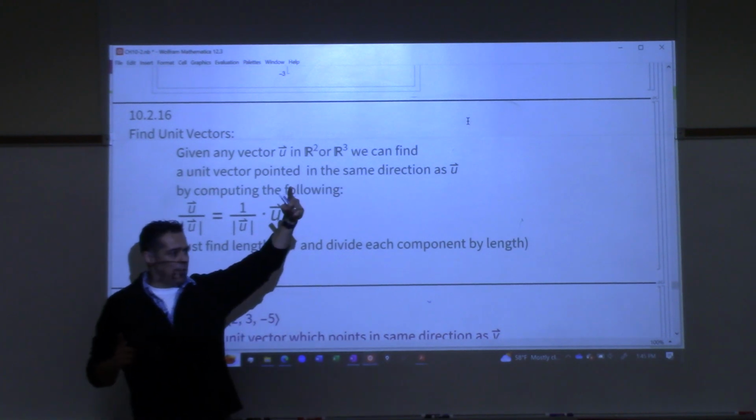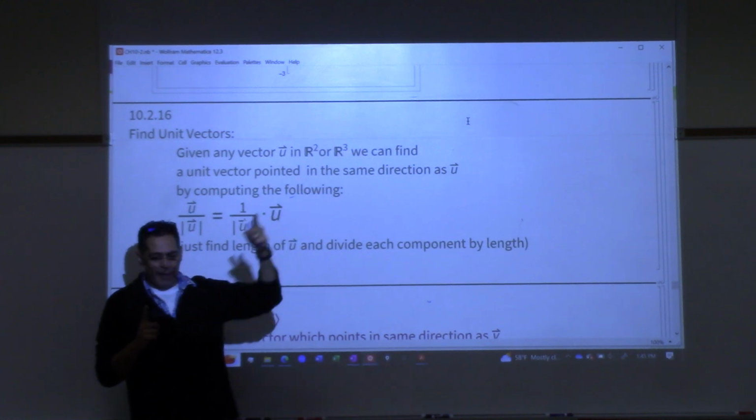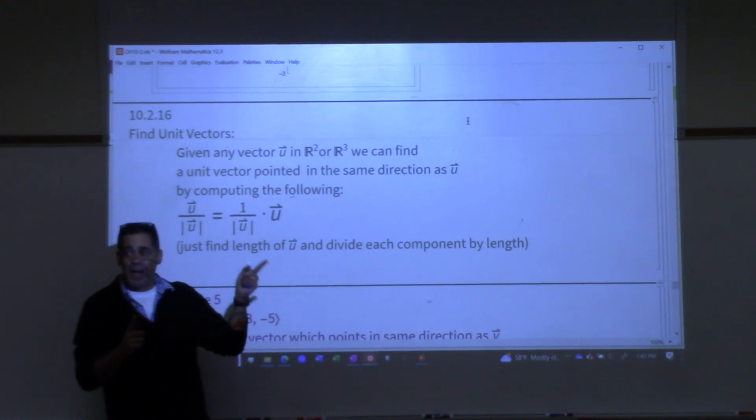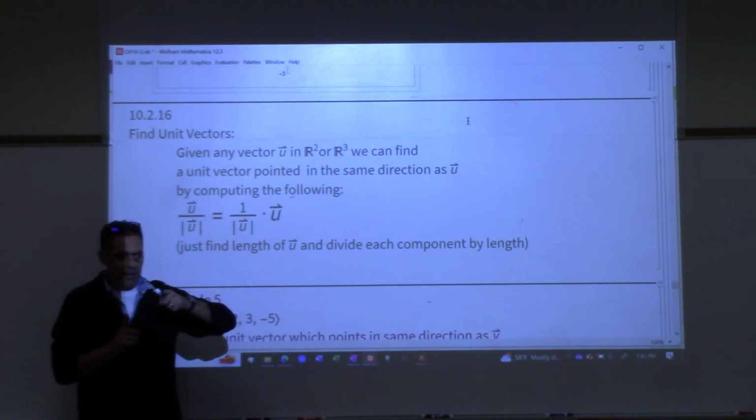Imagine you have a blue vector, right? Let's say that blue vector has a length of 10. What would you need to do to make it have a length of 1? Divide by 10, right? Scale by a tenth, right? You'd want to scale it by a tenth.